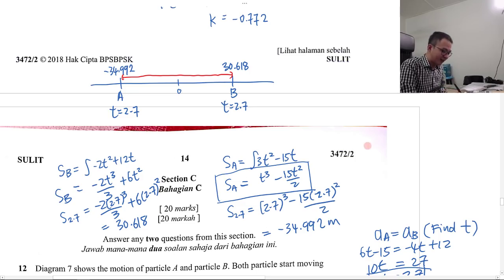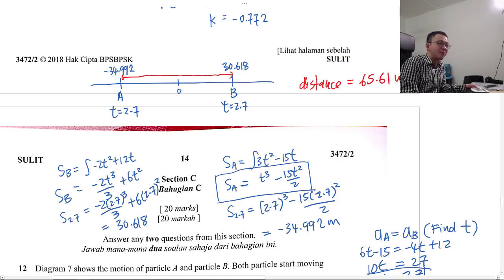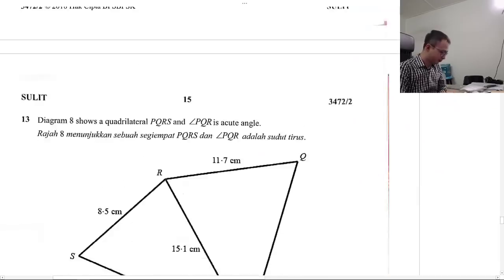So how to find the distance? Basically, you just add both of them together. So I will just use 30.618 plus 34.992. So I will get the distance is 65.61 meters. So this is how I get the distance. It's not too complicated, but you need to have the basics, like how to find the displacement S. If you do not know how to find the displacement S, it will be quite a struggle for you.